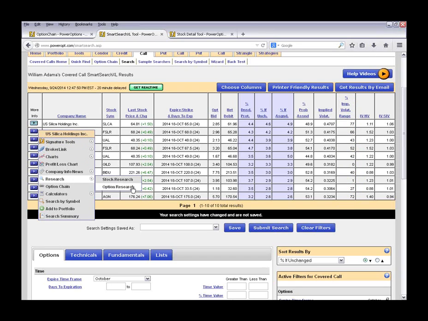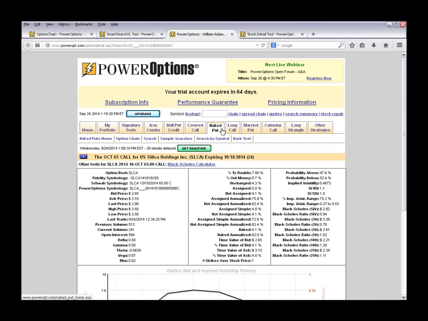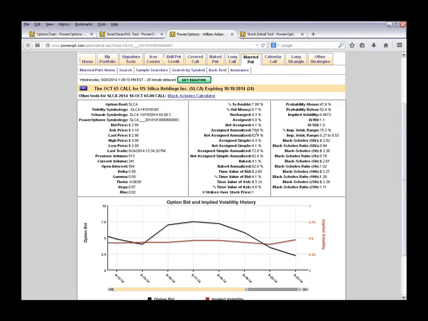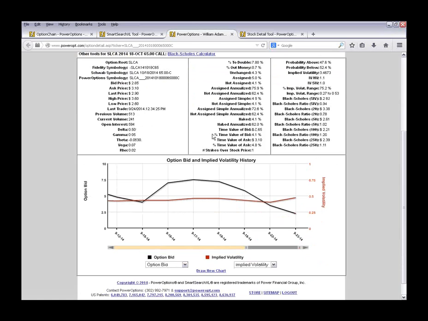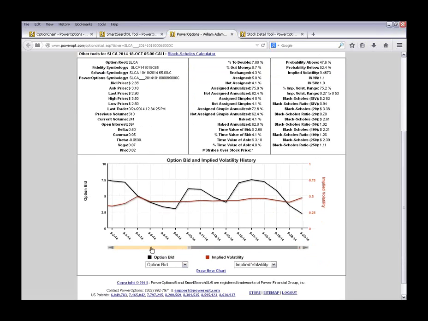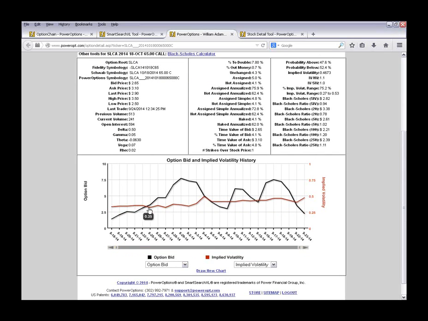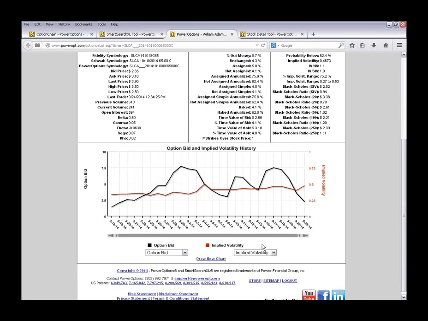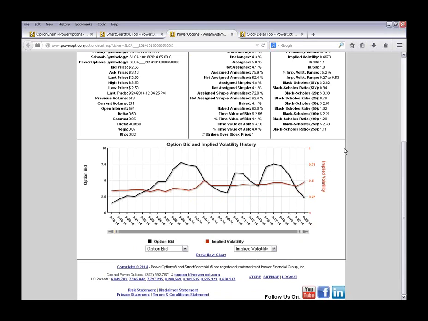I'm going to go to research, to option research for the call. This is another important tool I wanted to show. If you really delve into implied volatility, there's nothing wrong with doing that. Down below, when you go to the option research, whether you're looking at the option chain or a search result, if you select the option, you can see a graph of where various criteria have been over the life of the option. I'm comparing option bid to implied volatility on this historical graph. You can change that to compare, let's say, percent if assigned, Black-Scholes value, option volume, open interest, time value, and delta as well. You can compare different things on this particular chart.